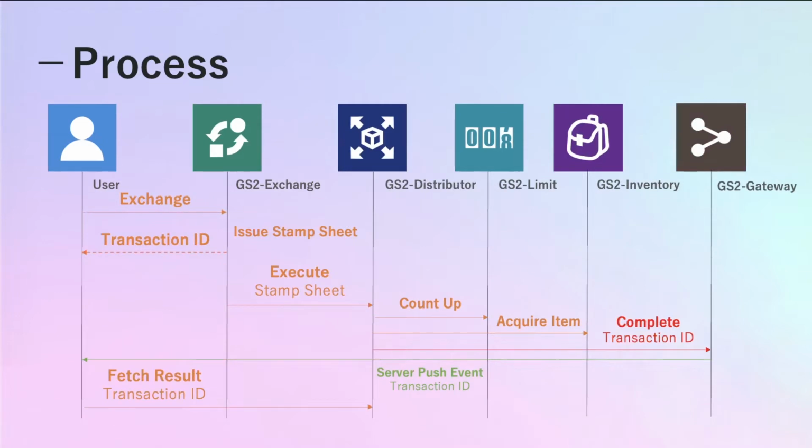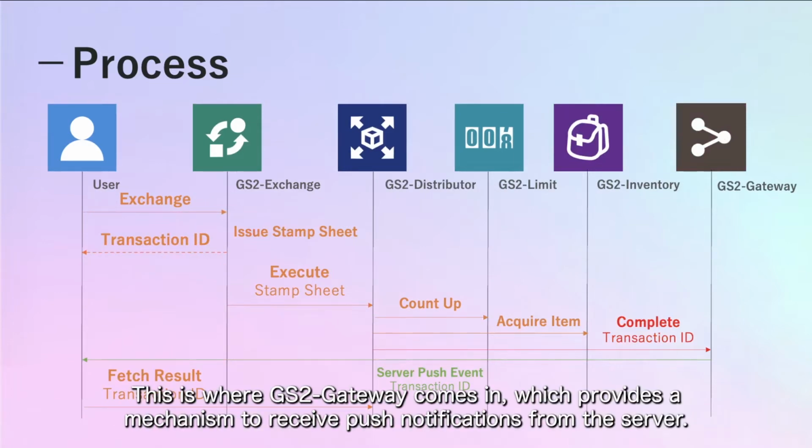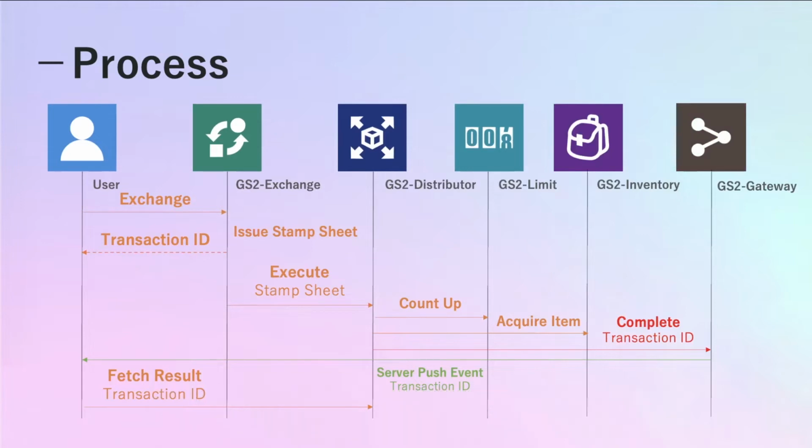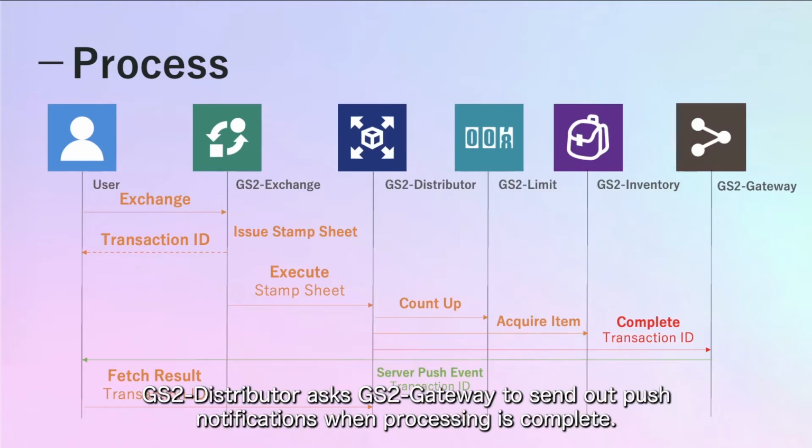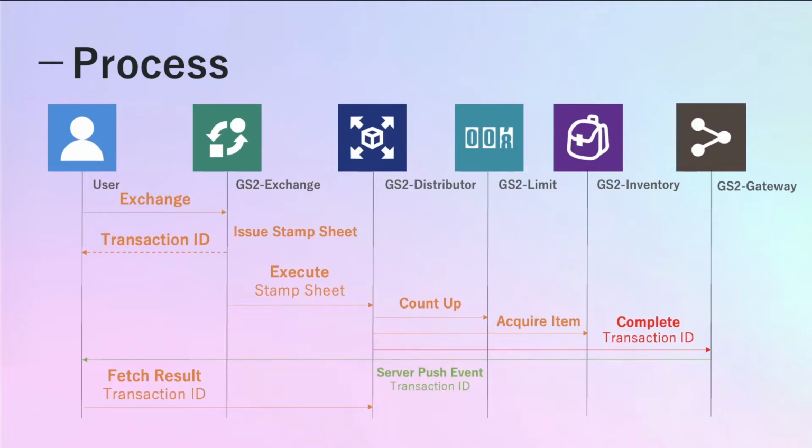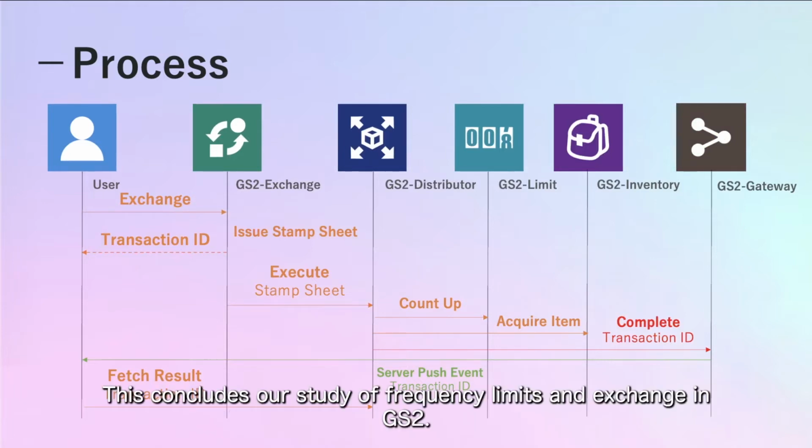which makes it difficult to use. This is where GS2 Gateway comes in, which provides a mechanism to receive push notifications from the server. GS2 distributor asks GS2 gateway to send out push notifications when processing is complete. This concludes our study of frequency limits and exchange in GS2.